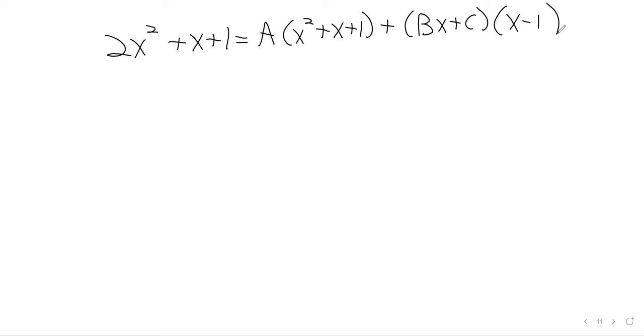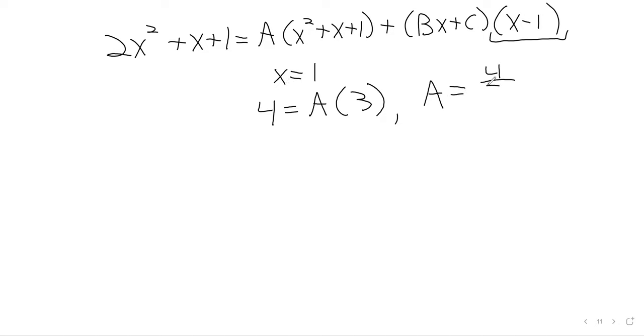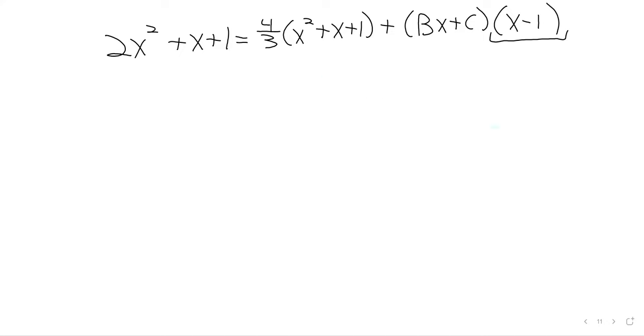The point of letting x be 1, thinking back to the Heaviside method, is that it would make one of our expressions zero. And this does help us. If we let x be 1, we get 4 equals A times 3, and we can solve for A. A is 4/3. So we certainly have accomplished something here. But that's the extent that the Heaviside method can help us. x equals 1 is the only choice we can make that turns anything to 0.